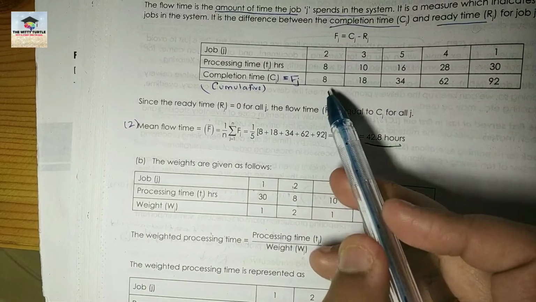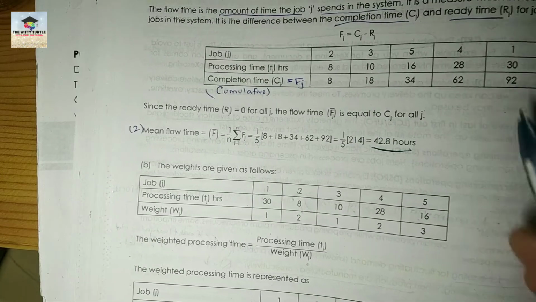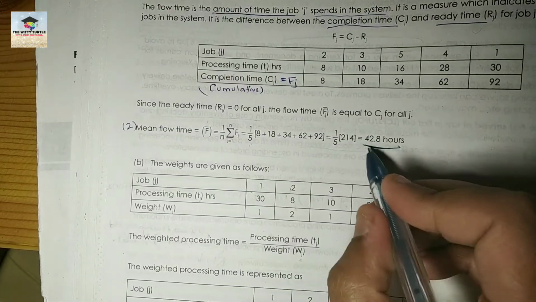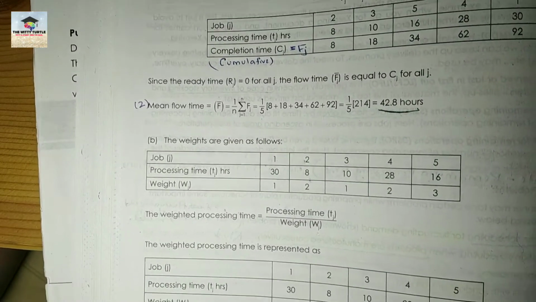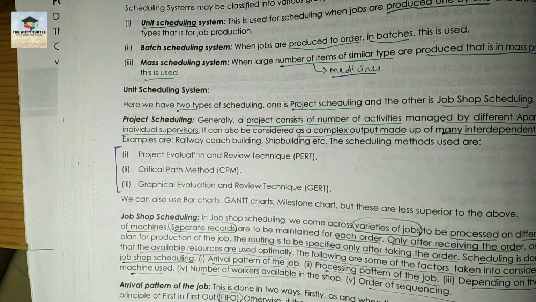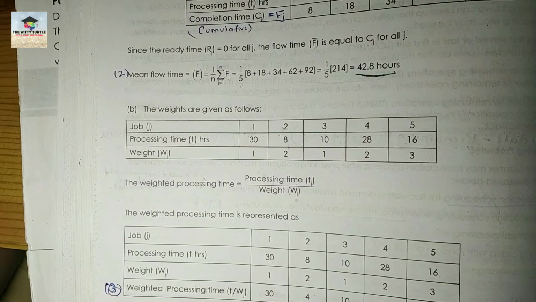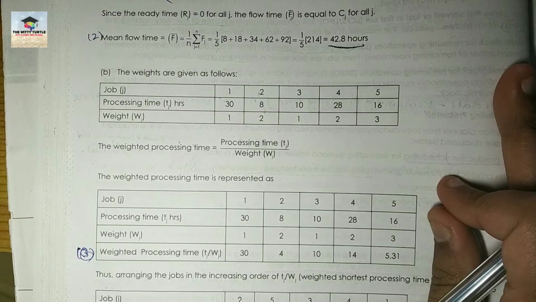So what is the average here? 8 plus 18 plus 35 plus 62 plus 92, all divided by 5, right? So it will be what? It will be 42.8 hours, right? 42.8 hours. Okay. Now in the second point, what is it saying? It is saying determine the sequence which will minimize the weighted mean flow time. Weighted mean flow time.